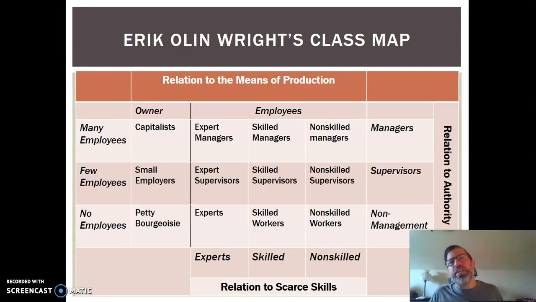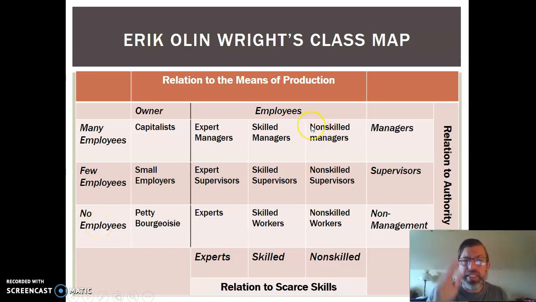And so we can land then on a way of putting all of this together, which a sociologist named Eric Olin Wright does for us in his class map, where we can start with relationships to the means of production, and there we get this distinction between those who own the means of production and those who are employees. And then those who own the means of production can be further divided in terms of how many employees they have, relative to those who don't have any employees, right?